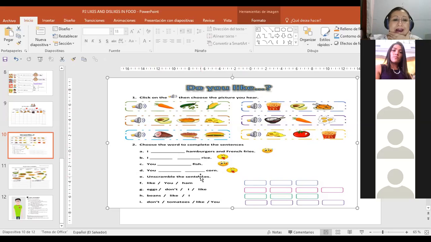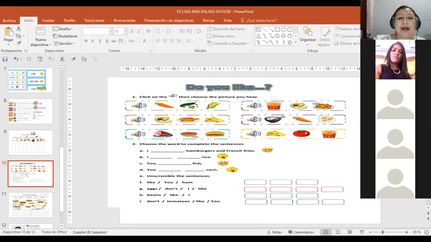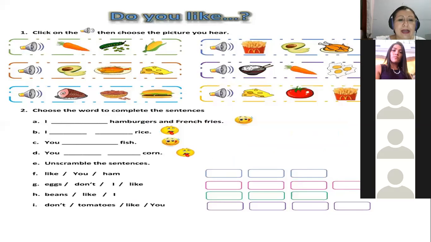Por ejemplo, dice, I space hamburgers and fries. Y vea la carita que tiene. Dice, I, y vea la carita, dice rice. Luego dice, you fish. You corn. So, look at the faces, veamos las caritas y podemos hacer una inferencia, ¿verdad? ¿De qué estamos hablando? Sí, like, don't like, love, or maybe hate. Okay, what do you think about? ¿Qué piensan? For number one, ¿cómo creen que nos quedaría letter A?